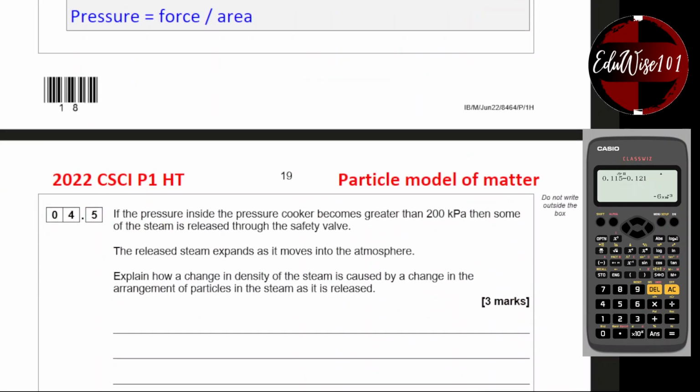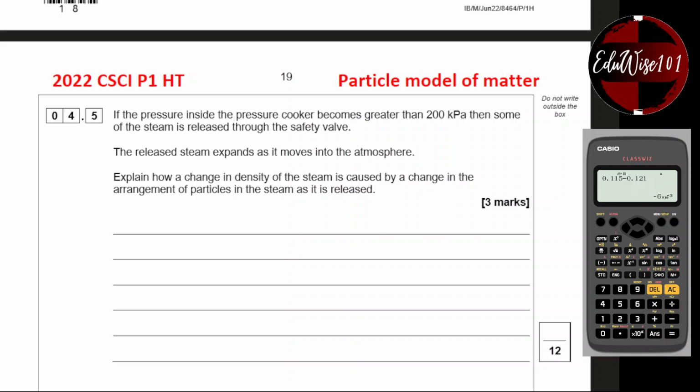Question 4.5. If the pressure inside the pressure cooker becomes greater than 200 kilopascals, then some of the steam is released through the safety valve. The released steam expands as it moves into the atmosphere. Explain how a change in density of the steam is caused by a change in the arrangement of particles in the steam as it is released. Now, remember, density is mass over volume. If the steam expands, the volume gets bigger. If the volume gets bigger, the mass is the same, the density drops.